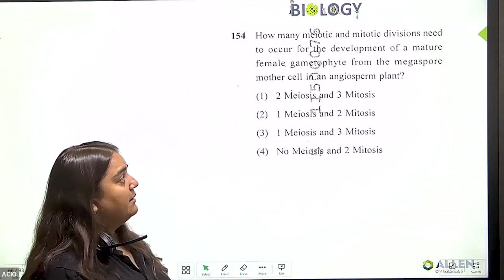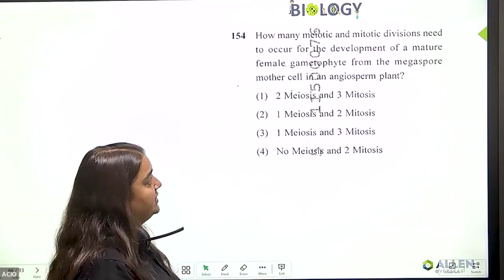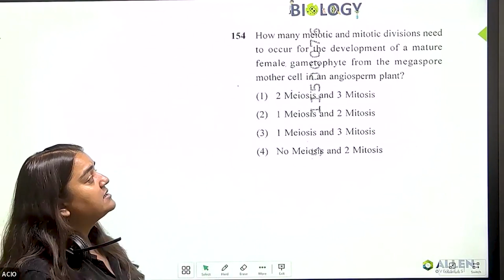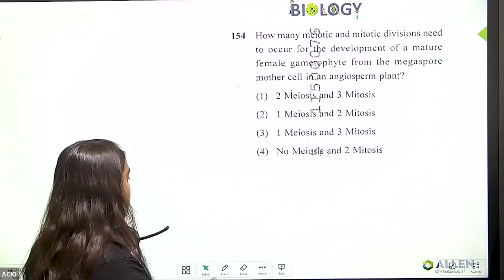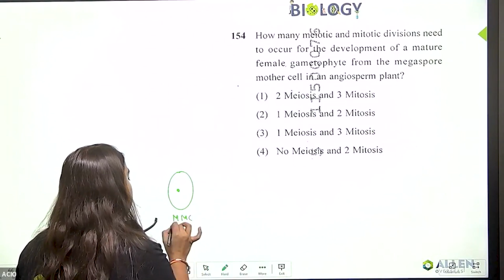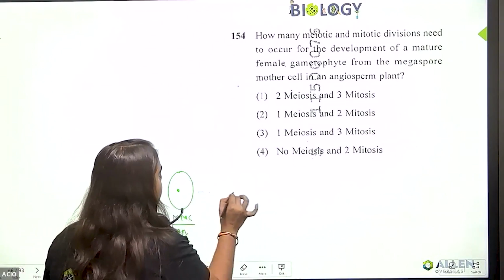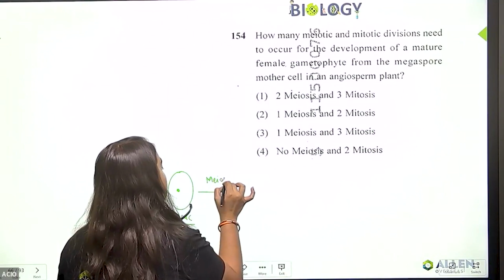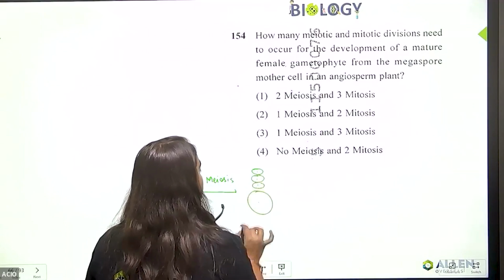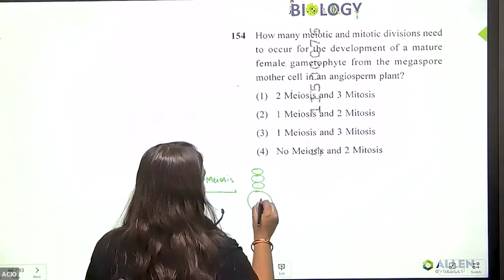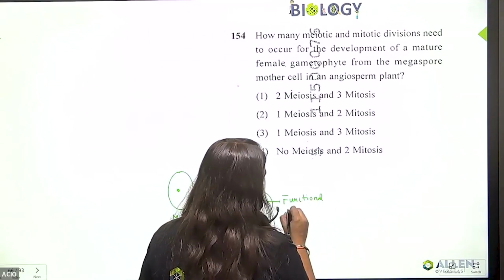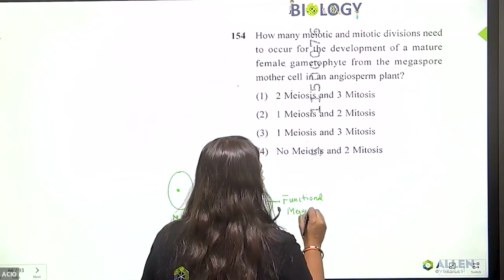154. How many meiotic and mitotic divisions need to occur for the development of the mature female gametophyte from the megaspore mother cell in an angiospermic plant? You all know this is the megaspore mother cell, the ploidy is 2n. When it undergoes meiosis, it will form four megaspores. One remains functional, the rest all degenerate. This is your functional megaspore.